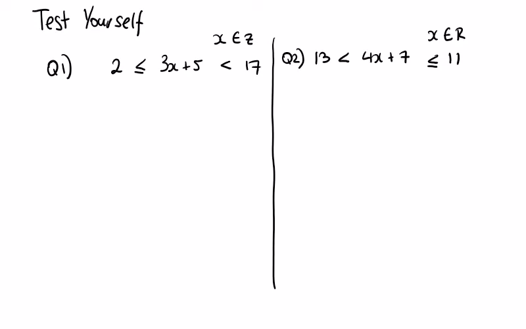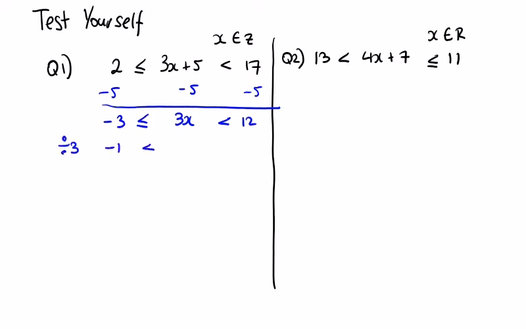So here's the solution. Minus 5, minus 5, minus 5. So we're going to get in the middle 3x. On the right hand side 12. On the left hand side minus 3. We're going to divide by 3 to get minus 1 less than or equal to x less than or equal to 4. If we look up above, we're dealing with integers, so we're dotting the line.